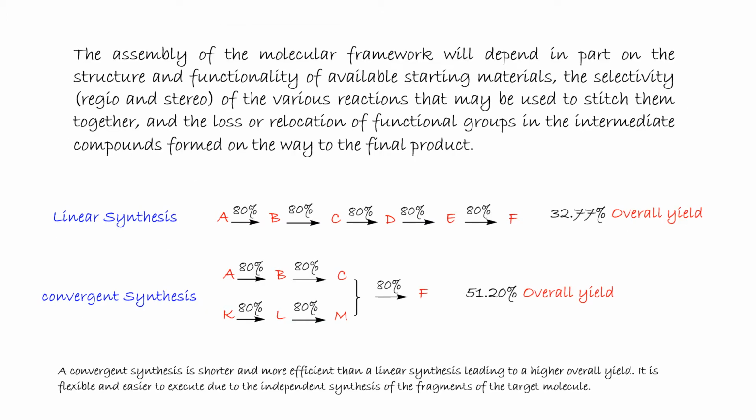The assembly of the molecular framework will depend in part on the structure and functionality of available starting material, the selectivity, ratio, and stereochemistry of the various reactions that may be used to stitch them together, and the loss and relocation of functional groups in the intermediate compounds formed on the way to the final product. We have two ways to construct the framework: linear synthesis, which will be starting from A to B to C to D to E to F target molecule.